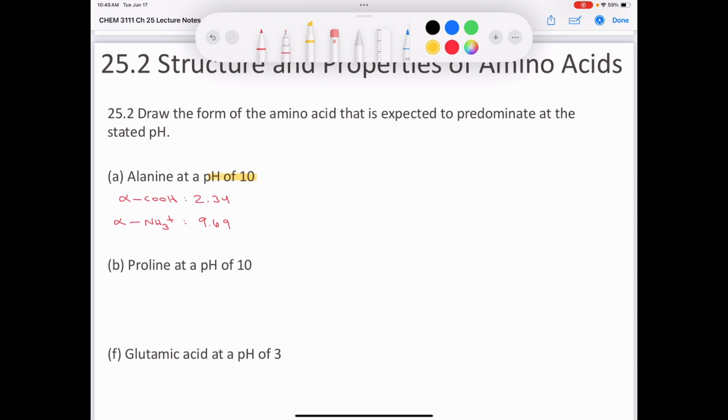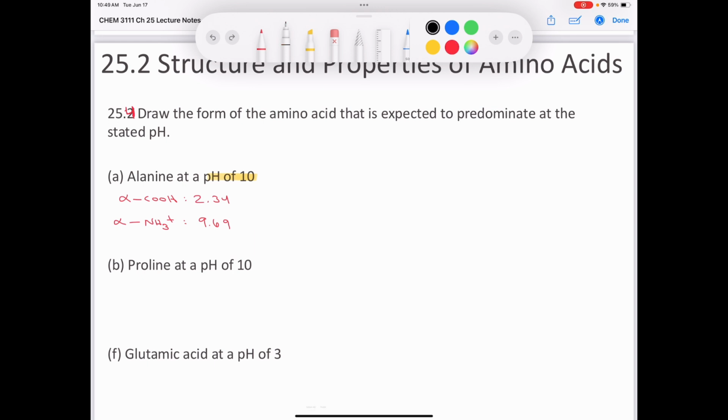Okay, draw the form of the amino acid that is expected to predominate at the stated pH. So in our textbook, this is question 25.4. We've got alanine at a pH of 10. The carboxyl group has a pKa of 2.34. The ammonium has a pKa of 9.69. So we're at a pH that's more basic, and therefore the carboxyl group is going to be deprotonated. And we're at a pH that's higher than the pKa of the ammonium, and so it's going to be deprotonated as well because we're in a more basic environment.